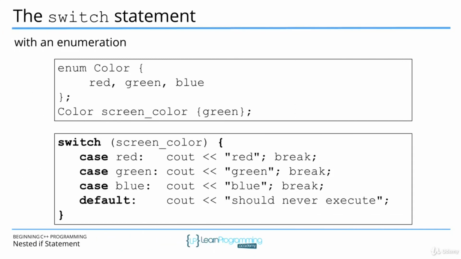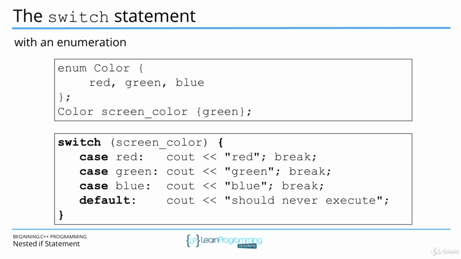In this example, we see an example of using a switch statement with an enumeration type. We have an enumeration type called color with 3 enumeration constants, red, green, and blue. We also have a variable named screen color, which we initialize to green, but it can hold any of the 3 enumeration constants. Using this enumeration variable in the switch statement is a very common use case and a great way to execute code depending on its value.